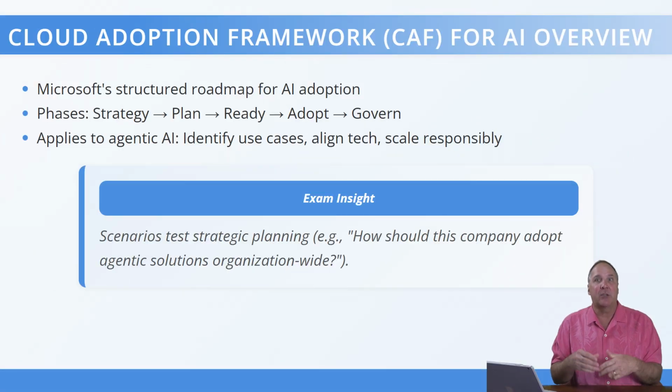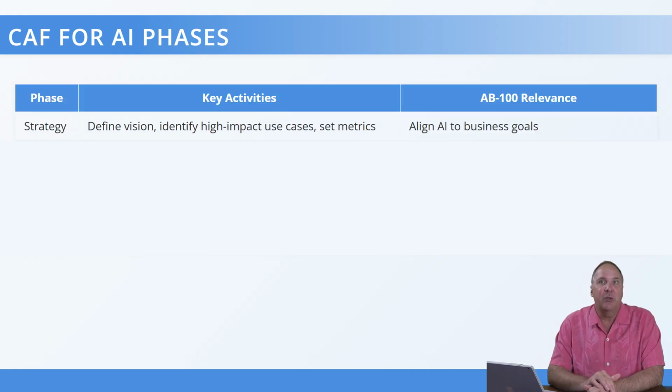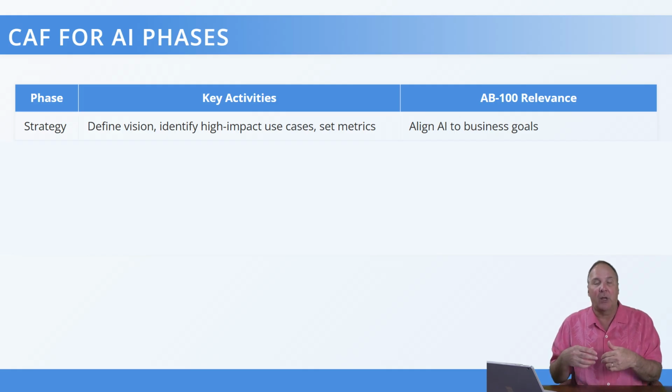We'll use the Microsoft Cloud Adoption Framework, or CAF, for AI. CAF is basically a roadmap. It breaks adoption into 5 phases. Let's walk through each. Strategy. This is where you define your vision. What are the high-impact use cases? For agentic AI, think customer support escalation or contract processing, supply chain optimization. You're setting the direction here.